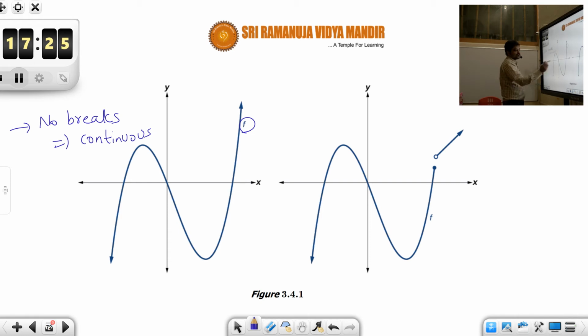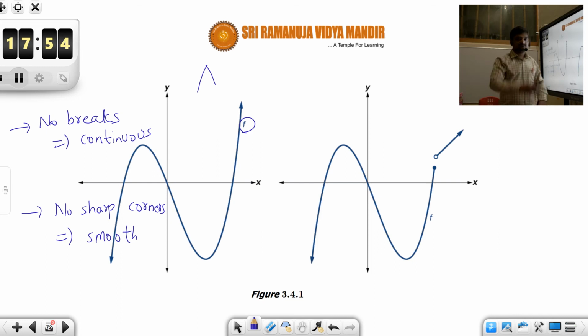And then, are there sharp corners? No. No sharp corners. Means what do we say? Implies the graph is smooth. You can travel smoothly. Okay, try to travel on this graph. You will travel smoothly. But in case there is a sharp point, what will happen? You will find some bump-like thing.